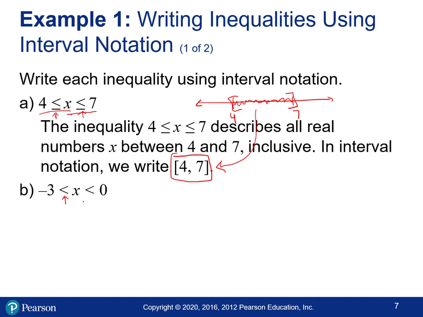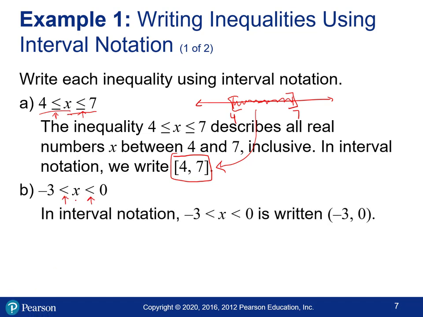Notice there's no equal bars this time, so we will be using parentheses, and x is greater than -3 but less than 0. So this is what it looks like in interval notation. So be careful. I do want to mention that this looks like an ordered pair. This looks like a point on a graph, but it's not. We are talking about an interval, so this is a starting point and a stopping point on a number line. This means I would start at -3 and I would take all the numbers until 0, and then I would stop there. So that's what that means.